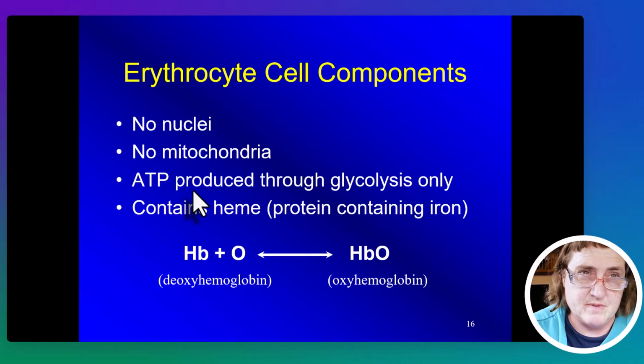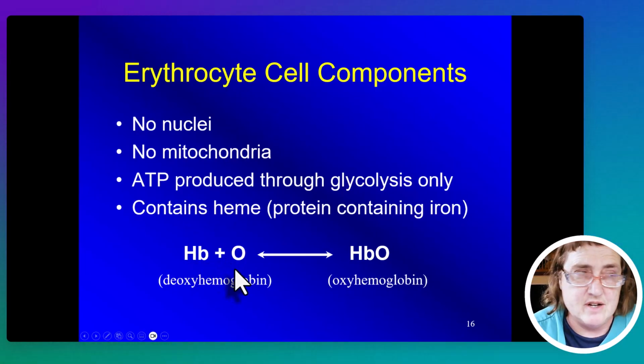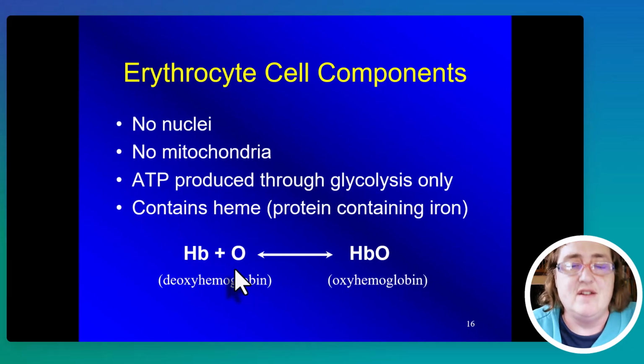So for cellular respiration, they can only do step 1, glycolysis. So there's not a lot of ATP being produced. They don't really have a way to repair or fix themselves. But because they don't have nuclei and mitochondria, they have a lot more room for hemoglobin. And hemoglobin binds the oxygen. So again, the main function of a red blood cell is to carry oxygen. They don't have the ability to do some other stuff, but that's their job, to carry oxygen.